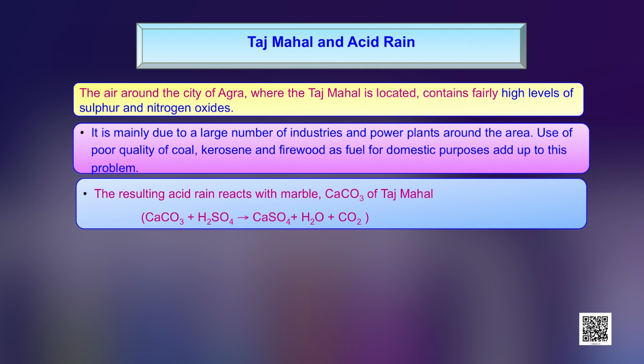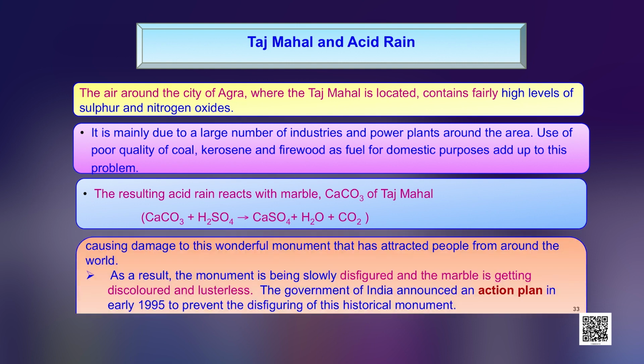You can see this in the reaction, and this is causing damage to the wonderful monument that has attracted people from around the world. This monument is now being slowly disfigured and the marble is getting discolored and lusterless. The Government of India announced an action plan in 1995 to prevent the disfiguring of this historical monument. Let us now sum up what we have learnt in this session.